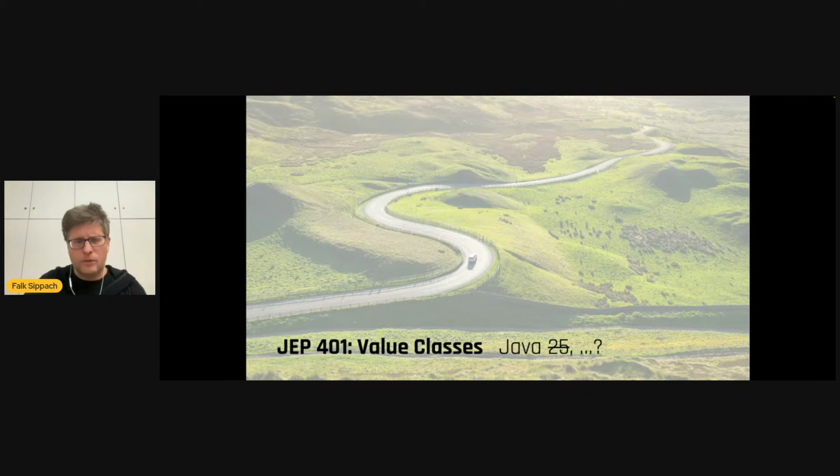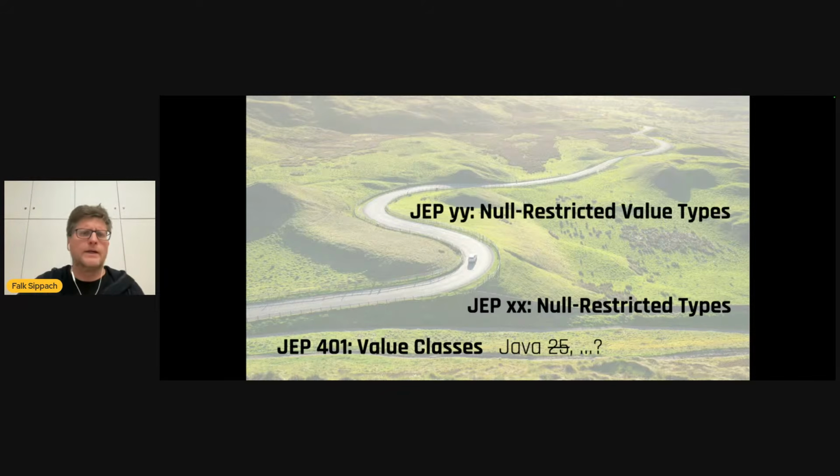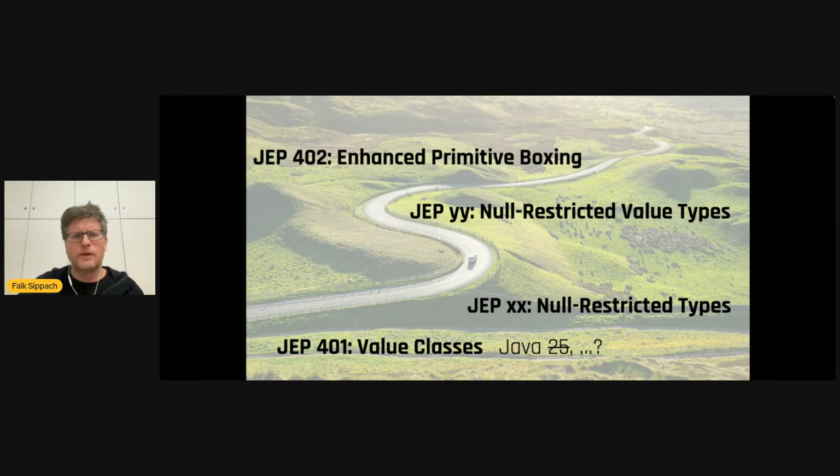So that is the part we already saw. Then there are some more JEP drafts. There is a JEP draft which has no number yet. It's about null restricted types. We will talk about it in a few seconds. Then there's a second JEP draft. It's about null restricted value types. There's a difference, we'll see. And there's another JEP, it's 402. It's about enhanced primitive boxing.